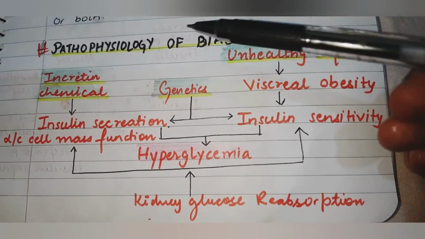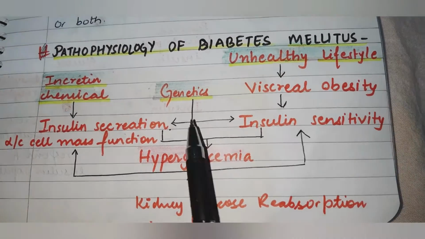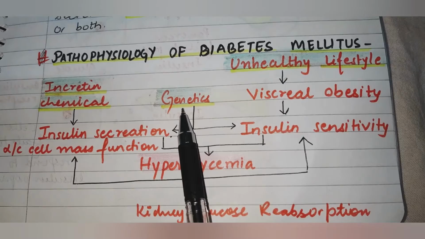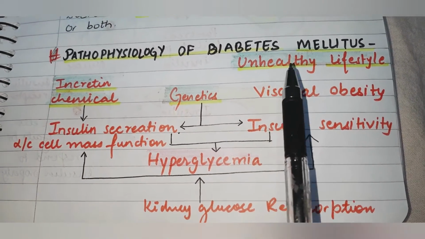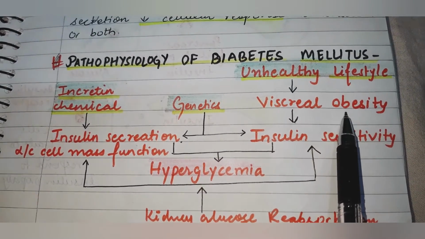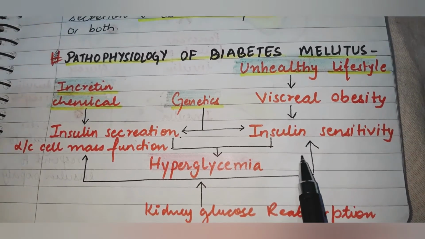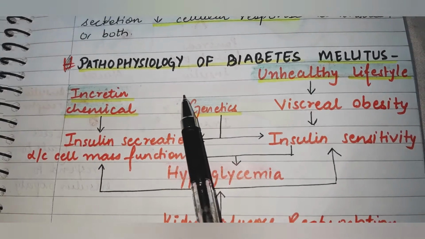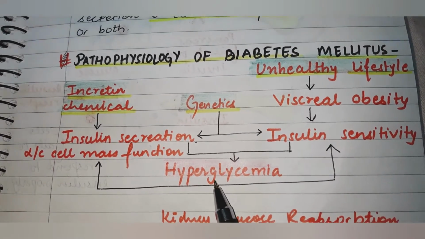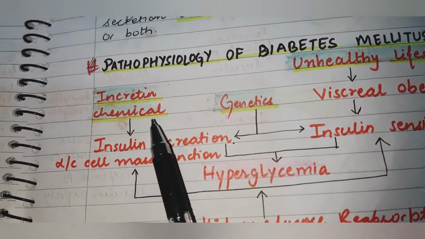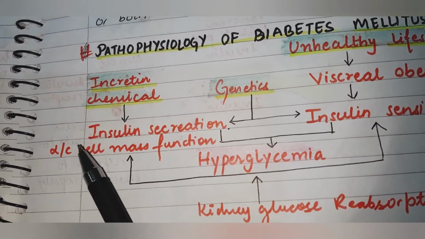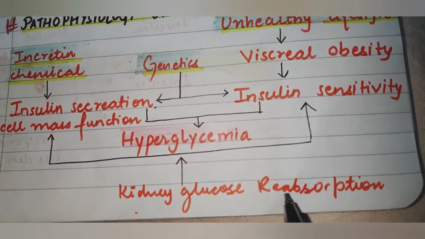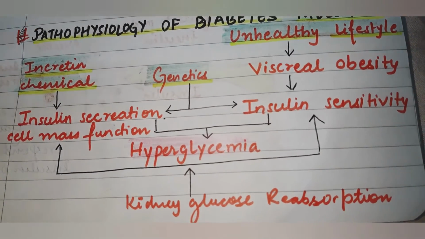So it's time to discuss the pathophysiology of diabetes mellitus. There are three basic reasons of the DM: uncertain chemicals, genetics, and unhealthy lifestyle. Due to unhealthy lifestyle, visceral obesity and insulin insensitivity occur, which ultimately leads to hyperglycemia. Or if there is any genetic history, there can be hyperglycemia as well. In uncertain chemical, insulin secretion and cell mass function is affected. And due to kidney glucose reabsorption as well, hyperglycemia can be there.